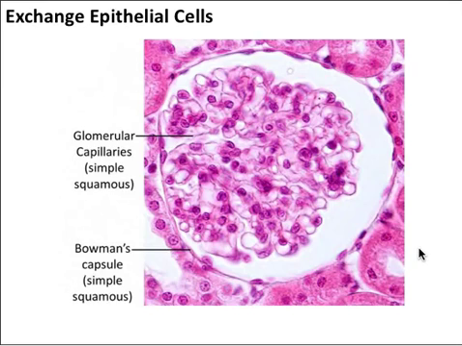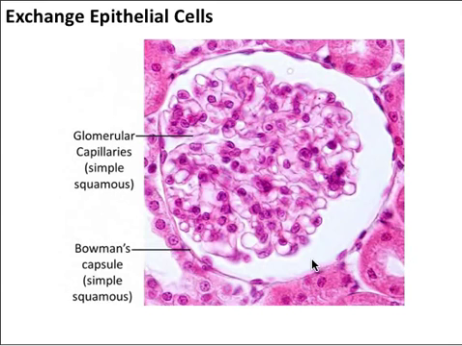Exchange epithelial cells are thin and flat, so they're squamous in shape, and allow substances such as gases like oxygen, CO2, and other gases to be passed easily across the epithelium. In addition, exchange epithelial cells are leaky, allowing small substances like water and small molecules to pass through gaps between the cells. The lungs and the capillaries are composed of exchange epithelia.